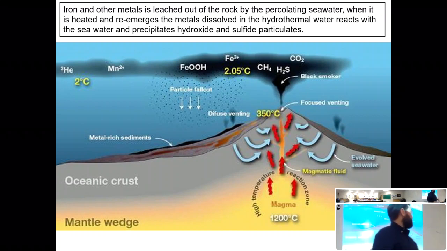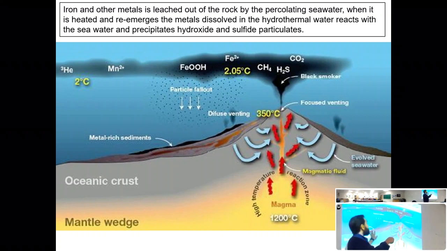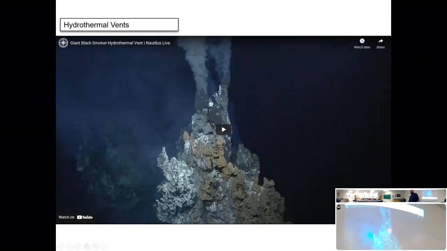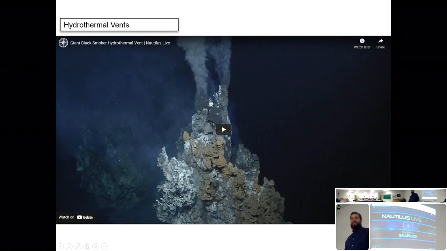It dissolves a lot of material, and all that dissolved material precipitates when it's emitted at these hydrothermal vents, and it creates these things that look like smoke. I'm going to show you a video of this, and those are called black smokers. Have you all seen videos of black smokers before on the seafloor? You can take a look. These are very, very common.